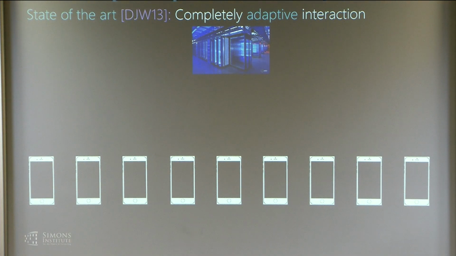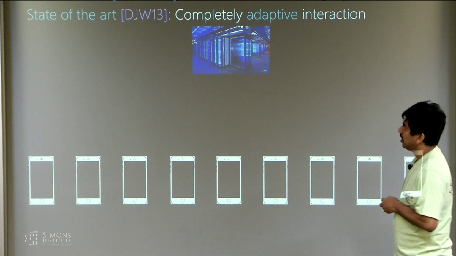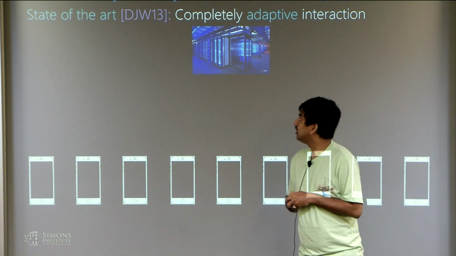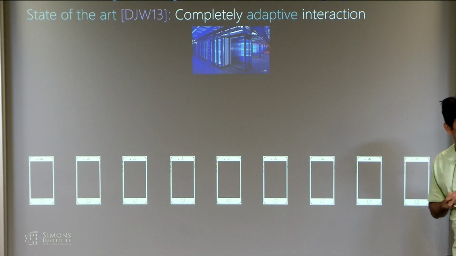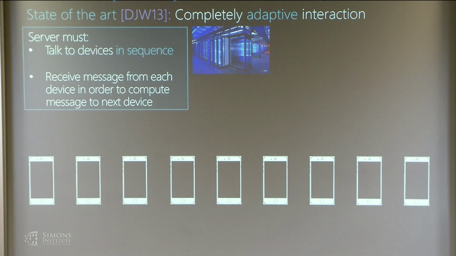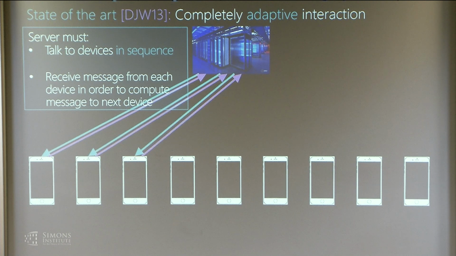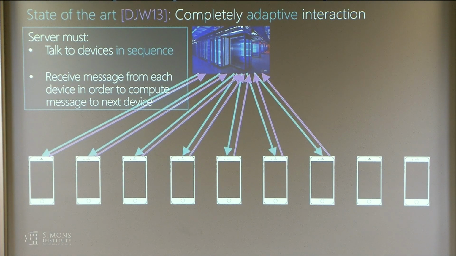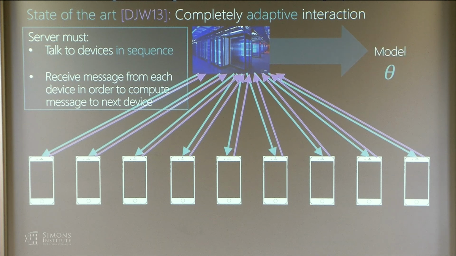However, the state of the art, at least before this paper, was by Duchi, Jordan, and Wainwright, where they did have this property that you communicate with the device only once, but the algorithm was completely adaptive, in the sense that you talk to each of the devices in sequence, and you receive the message from the previous device to decide on the question you'll ask the next device. How does it work? You ask the question, get an answer, ask the question, get an answer, and continue doing this. And you produce the model.